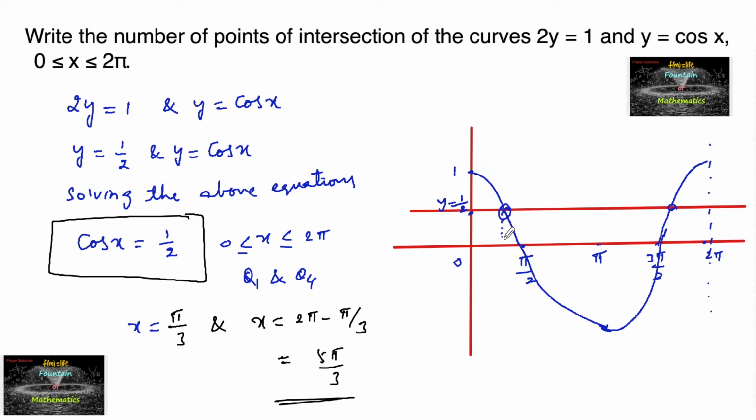So it is very clearly in the first quadrant, it is pi by 3, since cos 60 degrees is 1 by 2, and here in the fourth quadrant we can consider 2 pi minus pi by 3, that is 5 pi by 3. So these are the two values you are getting where the two curves, 2y is equal to 1 and y is equal to cos x, are intersecting. This is y is equal to cos x, and here is the line y is equal to 1 by 2 or 2y is equal to 1. So the number of points of intersection is 2. Okay, right, thank you.